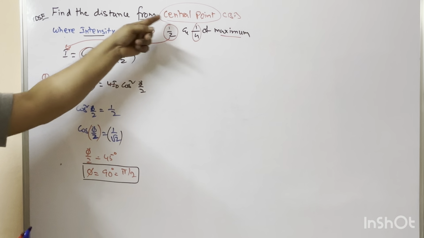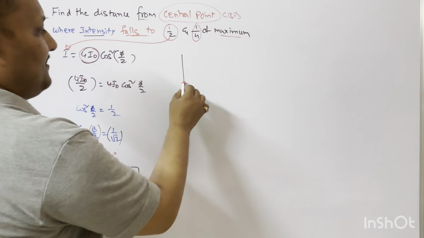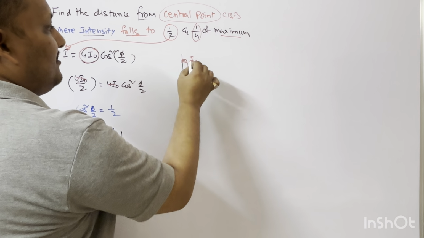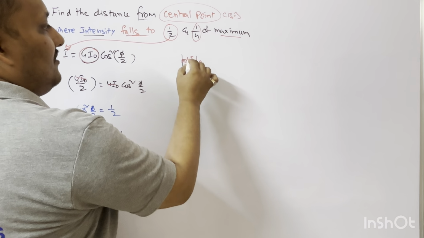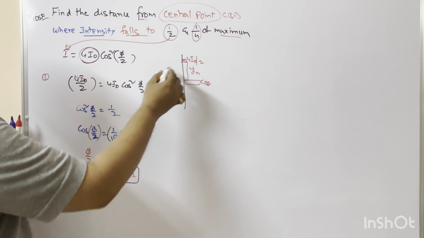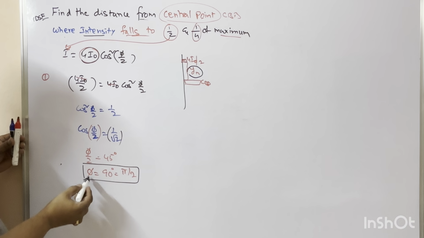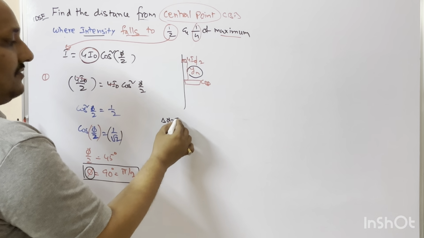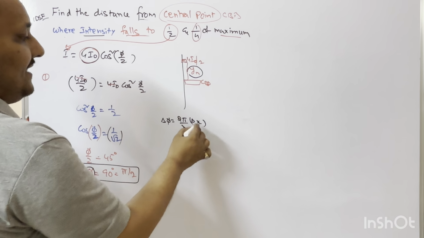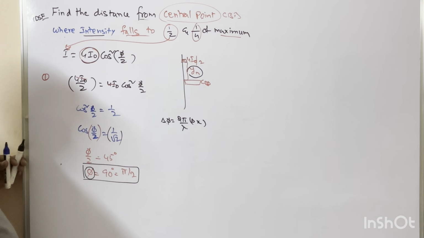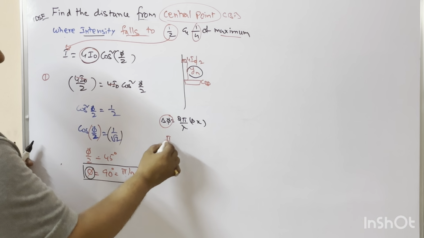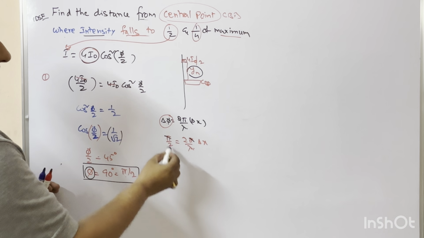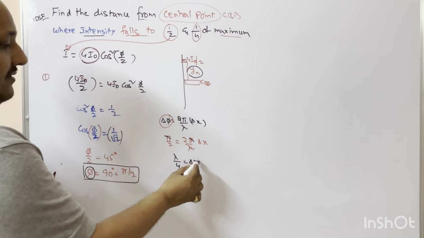What you should find is the distance from the central bright band. If this is the central bright band, they are asking the distance where the intensity is going to be half of the maximum intensity, 4 I naught by 2. For this we should calculate this distance. For that we should know the relation between path difference and phase difference. So what is that relation? Delta phi is equal to 2 pi by lambda into delta x. Then delta phi we got is pi by 2. So pi by 2 is 2 pi by lambda into delta x. Therefore pi will be cancelled, so lambda by 4 is equal to delta x.